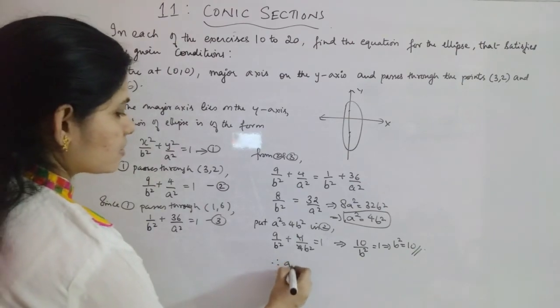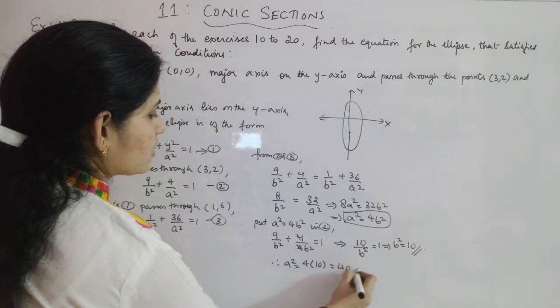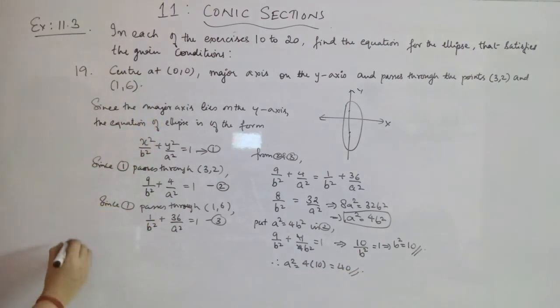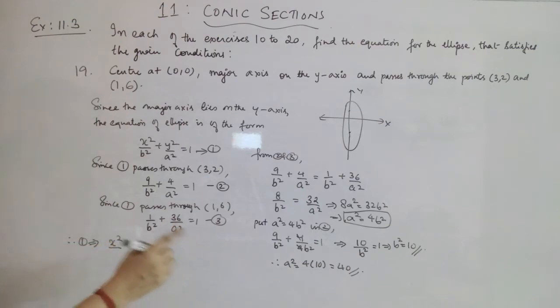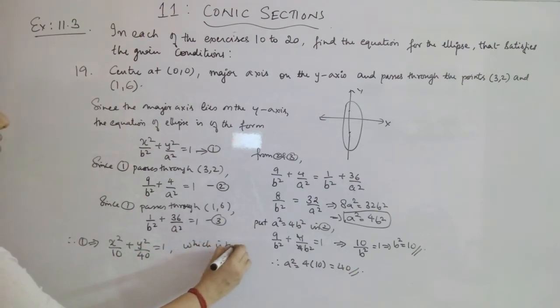Therefore, what will be a square? A square is 4b square. So, it is 4 into 10, which is 40. So, a square is 40. Therefore, equation 1 becomes x square by 10 plus y square by 40 is equal to 1, which is the required equation.